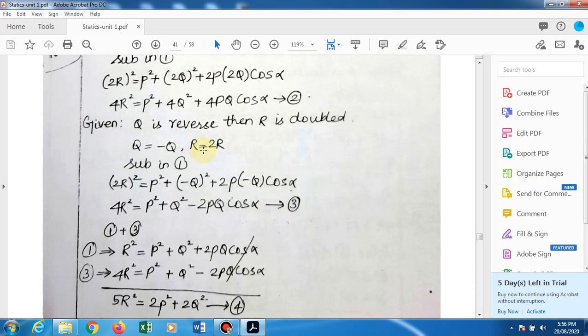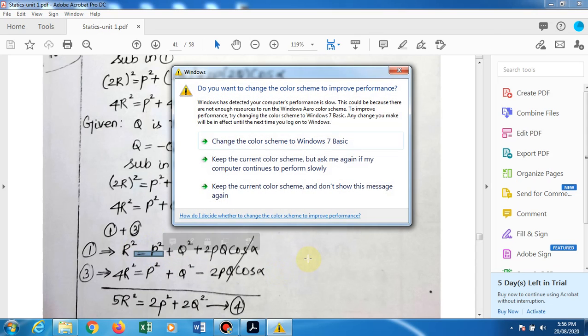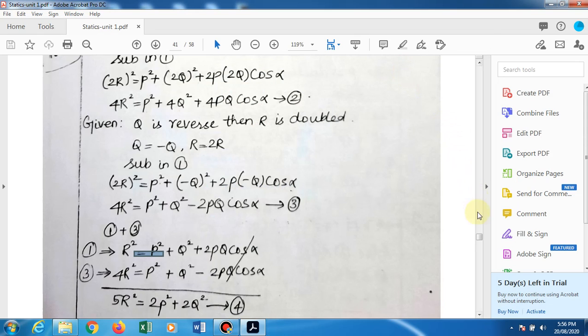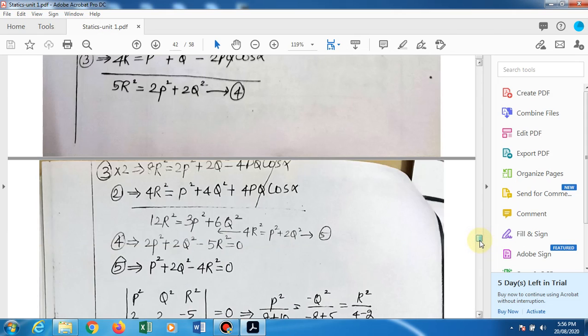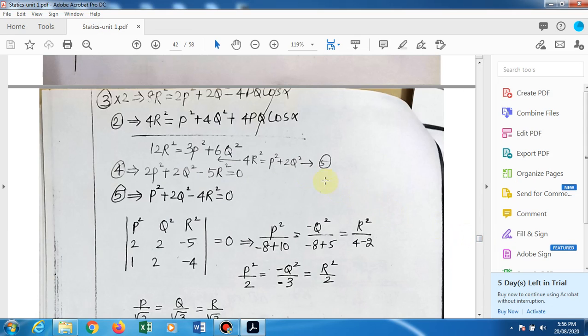Q is equal to minus q and r is equal to 2r. If you substitute that in this equation, you will get the third equation. This is normal solving. Equation 1 plus equation 3, solving this, you will get the fourth equation. Then you multiply the third equation by 2 and again solve that. This is normal solving problem, nothing to worry here. Then you will get the fourth equation like this and the fifth equation like this.